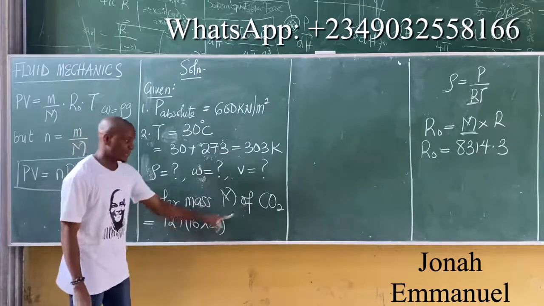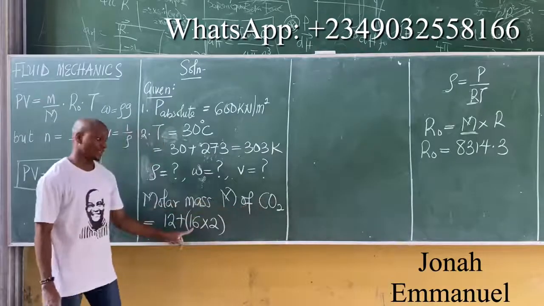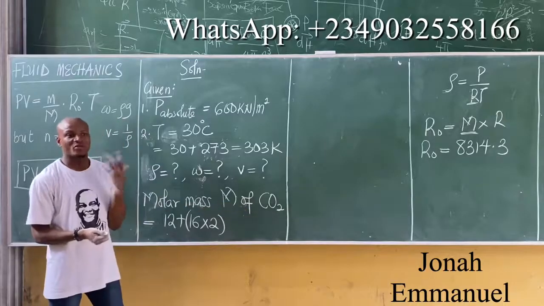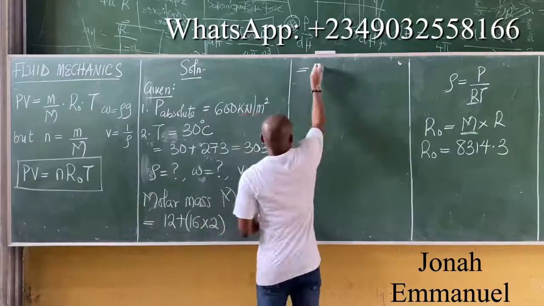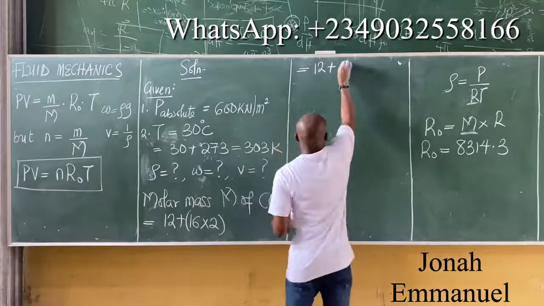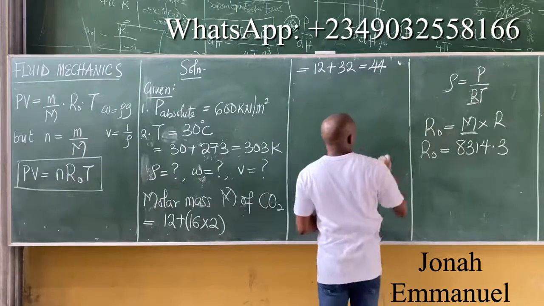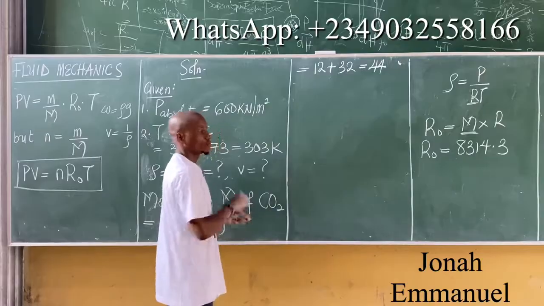So don't forget this. Carbon, the atomic mass is 12. For oxygen it is 16. I have 2 atoms. So if they give you a particular gas, you're able to remember how you get molar mass. That's it. This will now be equal to 12 plus 32, and that's equal to what there? 44. Molar mass is measured in gram per mole. Don't stress. 44, that's the value of M for CO2.